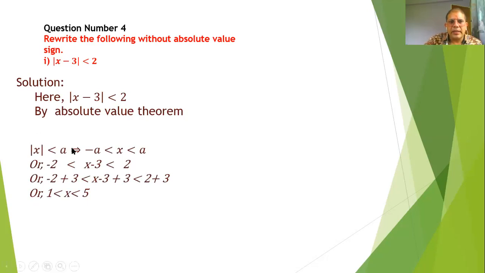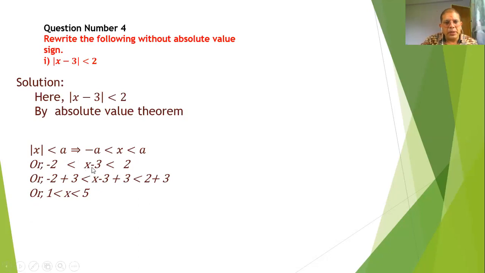Absolute x is less than a implies -a is less than x is less than a. So you can write down here it is 2. Write -2 on the left hand side and +2 on the right hand side. In the middle, you should write x minus 3. Now you got -2 is less than x minus 3 is less than 2.